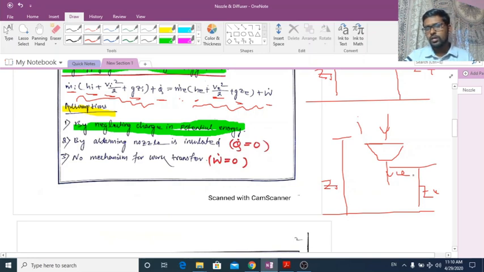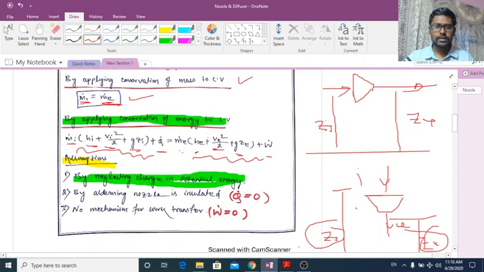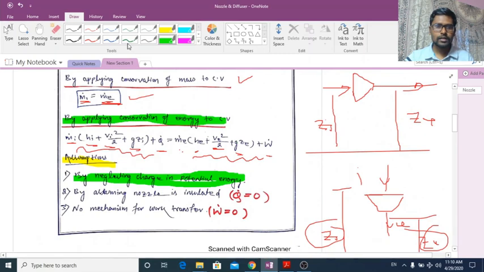The length of the nozzle is very small, so ZI will be approximately equal to ZE. We cannot make a nozzle of very long length. So ZI is equal to ZE, so that the potential energy change is neglected.